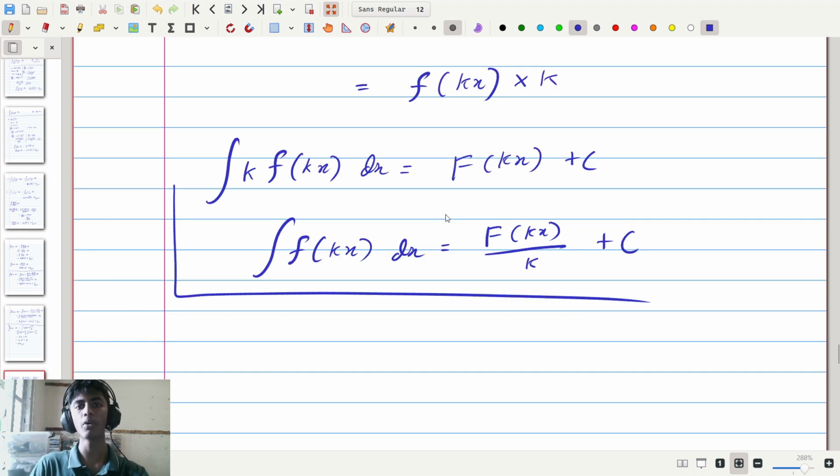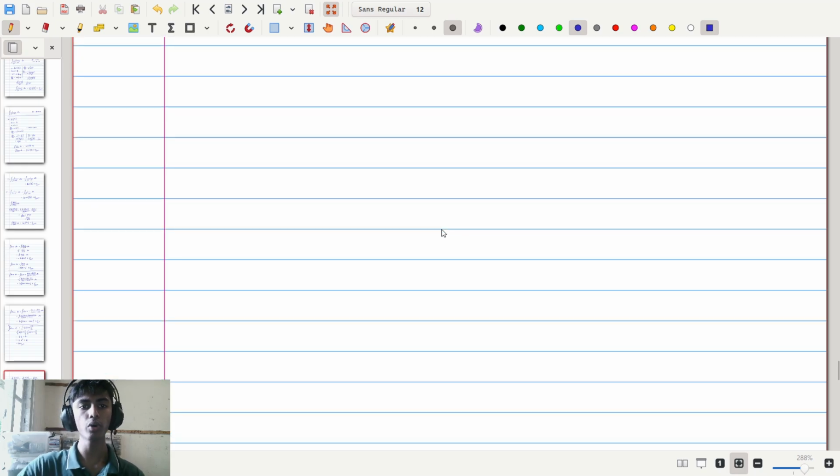So now let's go on to finding some integrals that are going to use this rule, starting off with the integral of sin² of x. The integral of sin² of x is going to be found by using an identity of the cosine of 2x.